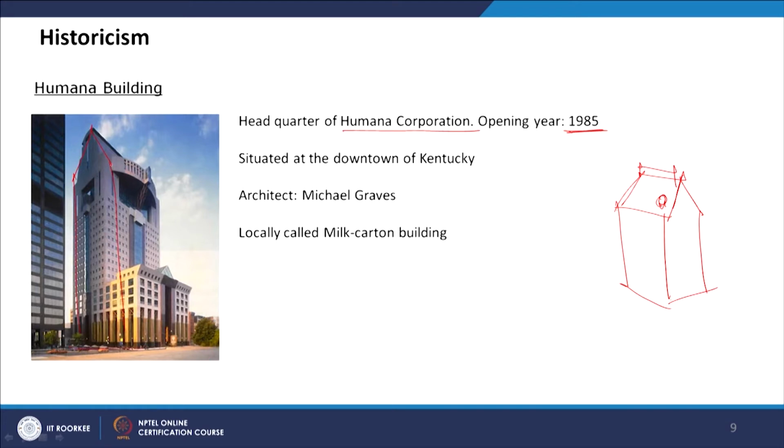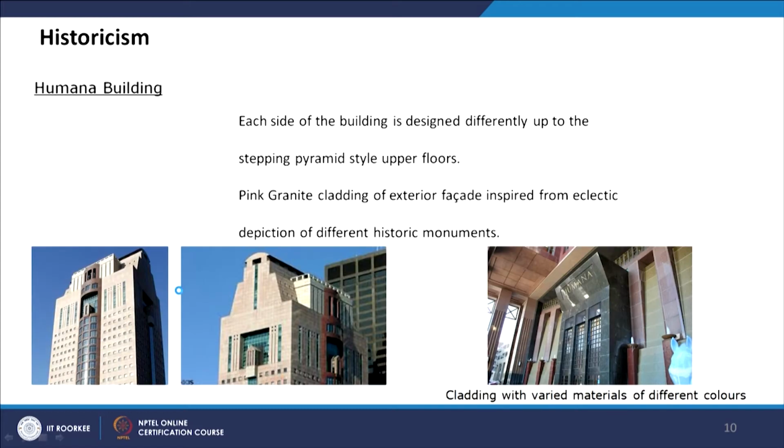So that's why locally it is called the milk carton building. Now within the building there is a lot of historic depiction which we will discuss. Each side of the building is designed differently up to the stepping pyramid style upper floors. This upper floor gives a feeling of a ziggurat or the stepped pyramid of Egypt, and so that is one historic depiction.